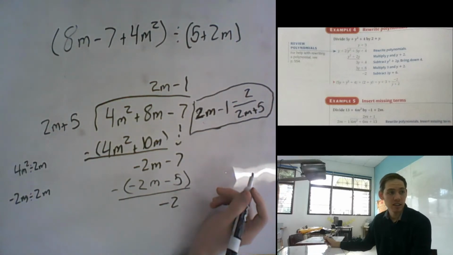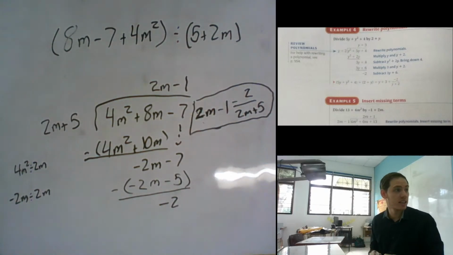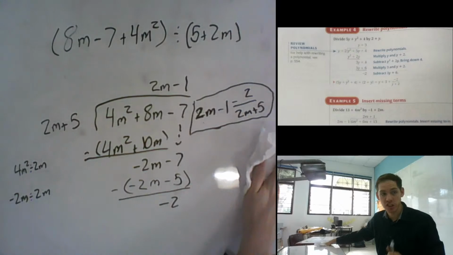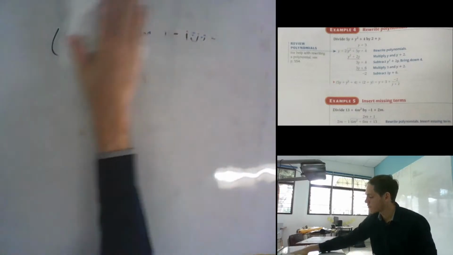So that's our process. Now we're going to do one more question, and we're at 14 minutes. We'll do one more type of question, and then I will answer any questions on the homework. Okay? So one more type of question.